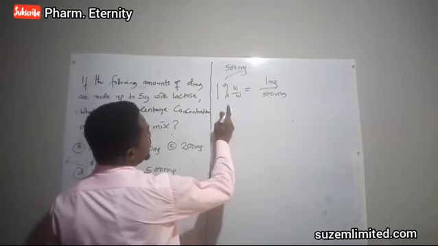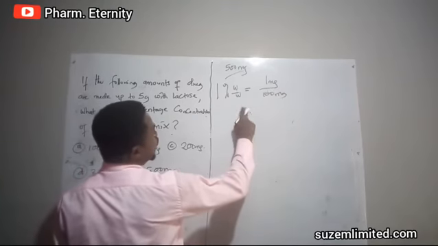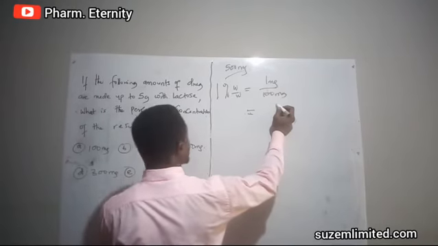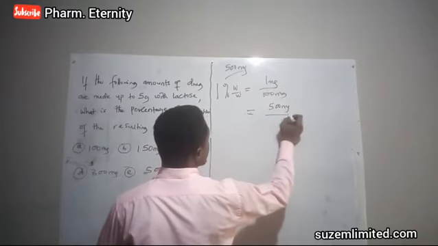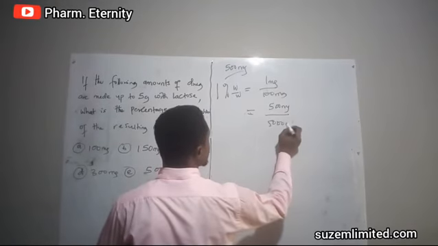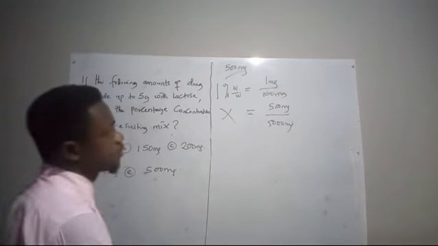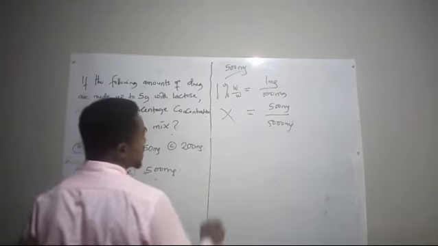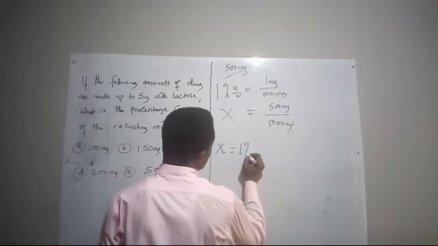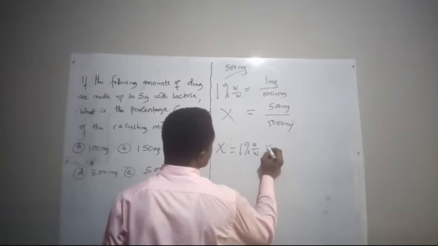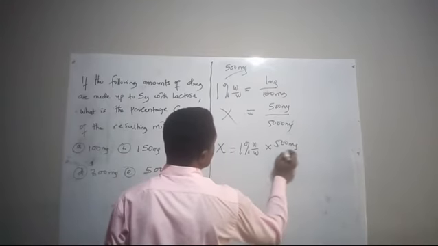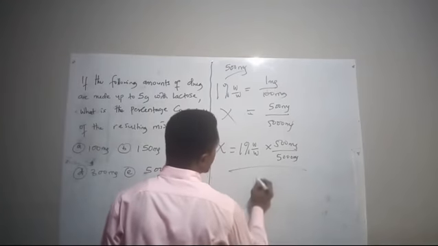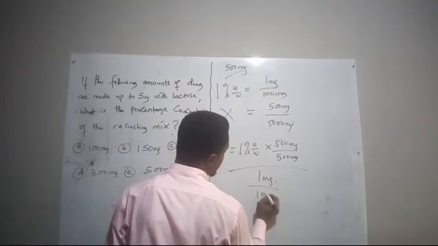We now have, but we want to solve for 500 milligram in 5,000 milligram, which is now X. So what it implies is that X is now equal to 1% weight per weight times 500 milligram over 5,000 milligram, divided by 1 milligram over 100 milligram.